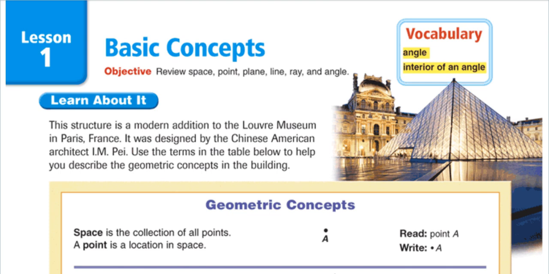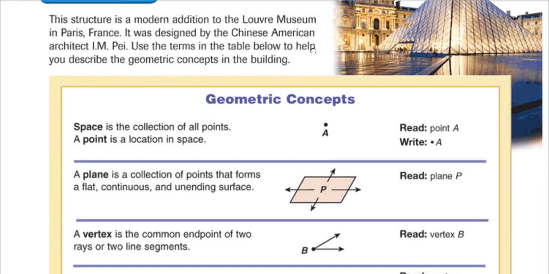This is the reality application of what an angle or line should be. Okay, let's take a look at these examples. This structure is a modern addition to the Louvre Museum in Paris, France. It was designed by the Chinese-American architect Bei Yuming, Mr. Bei Yuming. Use the terms in the table below to help you describe geometric concepts in the building.